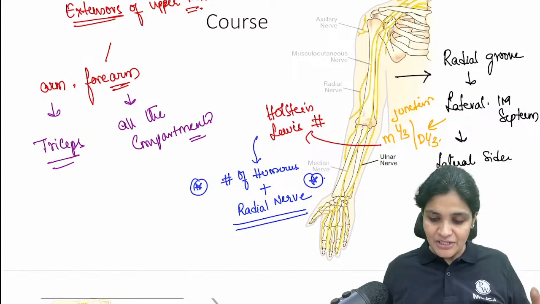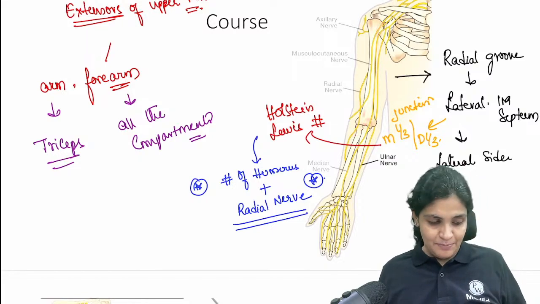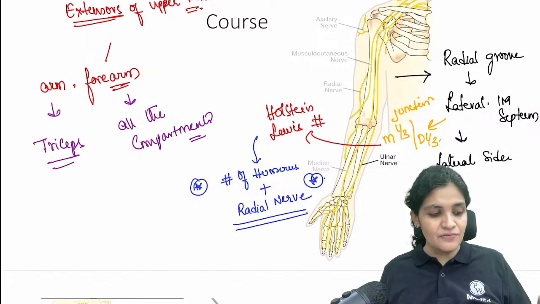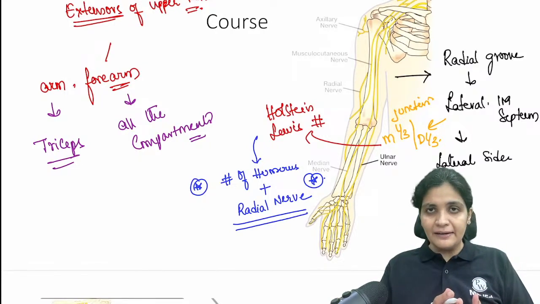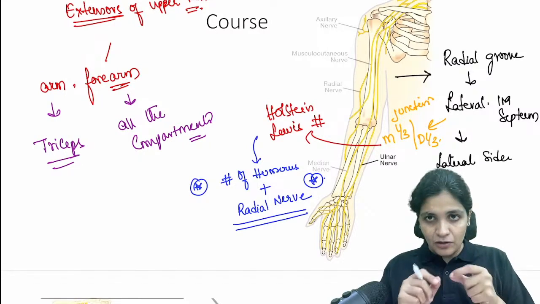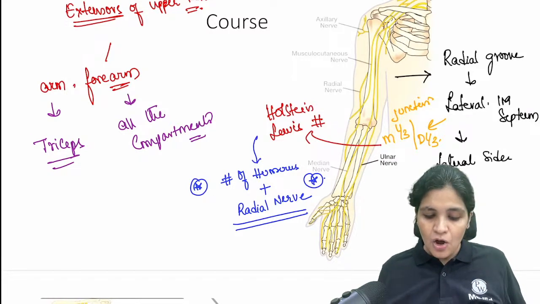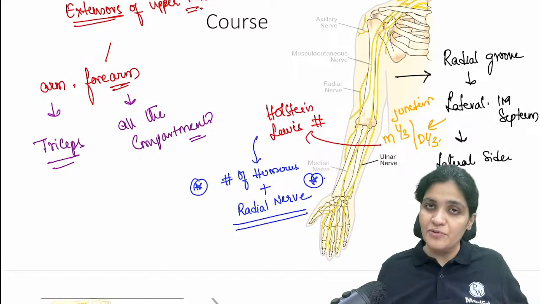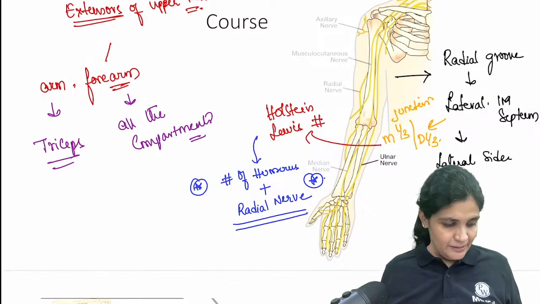So Holstein-Lewis fracture is, as I've told you, that this radial nerve, whenever it is coursing, it pierces the lateral intermuscular septum. There it is fixed to that particular area. So whenever there is a fracture at that area, because it is fixed there, it cannot escape. So it gets crushed between the fracture fragments, which is called the Holstein-Lewis fracture, where you see the fracture of the humerus associated with the radial nerve palsy. Is that clear?